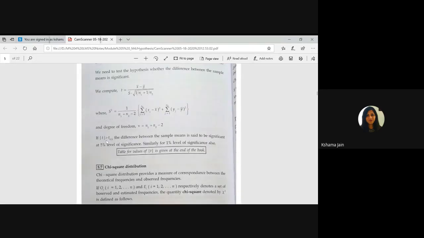Here they are telling if mod of t is greater than t 0.05, the difference between the sample means is said to be significant. Similarly, it is also the same as we have done for the previous method, mean distribution. Here also we will compare and check. Okay, the last method is chi-square.